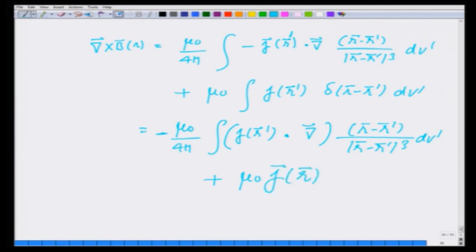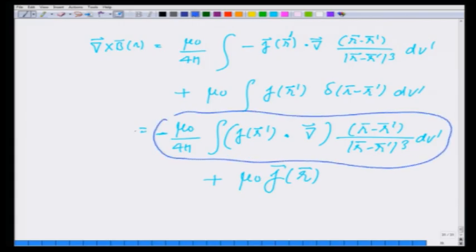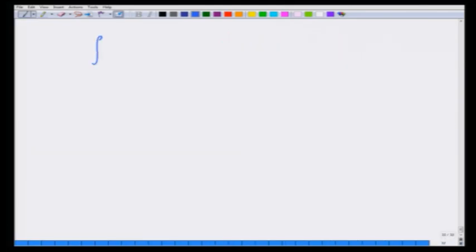J r is the current density, as we already discussed. Its direction is that of the current and its current per unit area. The only term we are now left with to evaluate is this term. To do this, again I will do a trick. So, I am interested in evaluating j r prime dot del r minus r prime over r minus r prime cubed dv prime.